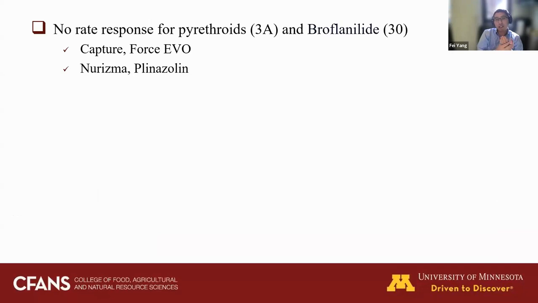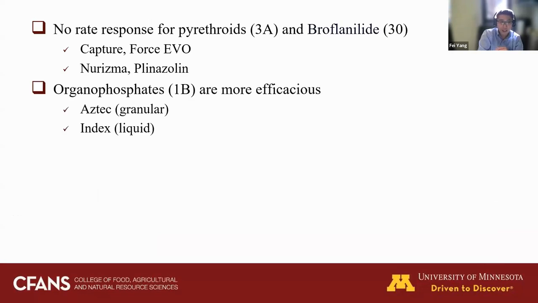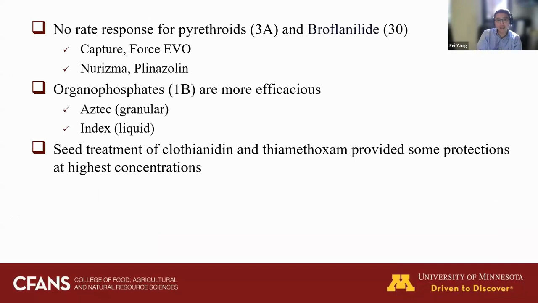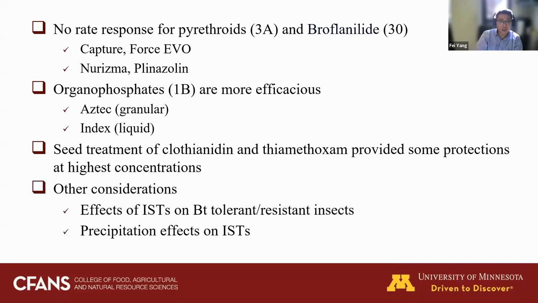So for summary, for chemical insect management, as we mentioned, the group 3A and the group 30 are not very effective. And the organophosphates, group 1B, are the most efficacious soil insecticides, either in granular or liquid form, for corn rootworm control. And the seed treatments of either Cruiser or Poncho can provide some protection at the highest rates, but not at low rates. And when you use these chemical insecticides, we need to consider the field situations. If you have resistance problems for these insects, what's the efficacy there? And also if you have precipitation, too much rain, what's the impact on those insecticide treatments?